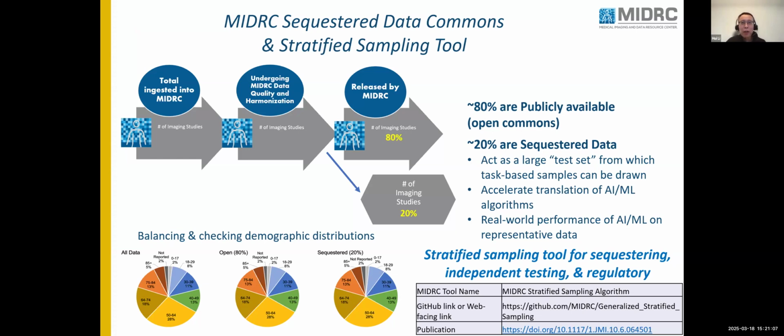80% are publicly available and can be used for model development, and 20% are in sequestered data. The stratified sampling tool can be used for sequestering, independent testing, and regulatory submissions. I'm going to pass back to Jordan for the live demo. All right.